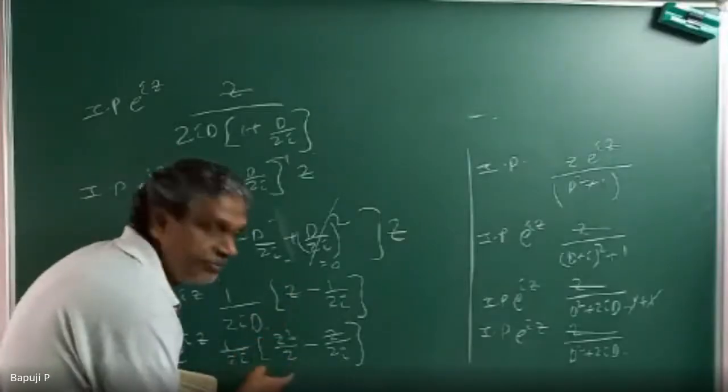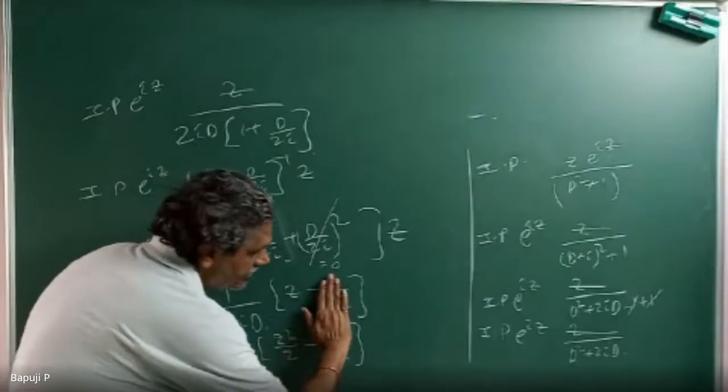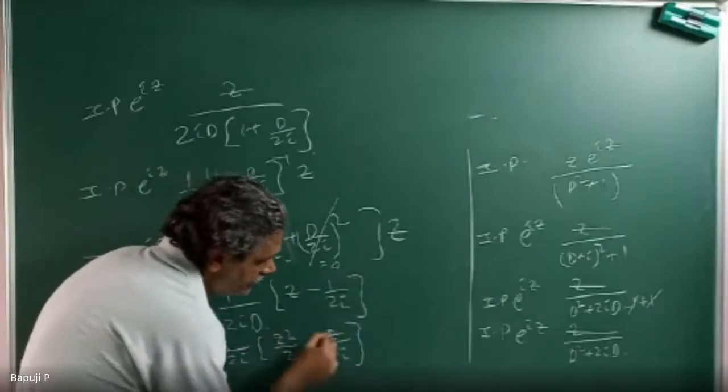So z is what? 1 times z square by 2. This 1 by 2 is constant, so constant into z. So z by 2i. Okay, sir. Any problem? No, sir. Thank you.